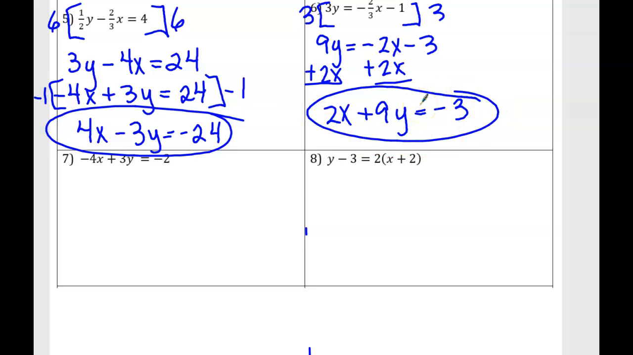All right, number 7, all I have to do for number 7 is multiply both sides by negative 1 to get rid of that leading coefficient of a negative. So we'll end up with 4x minus 3y is equal to positive 2.